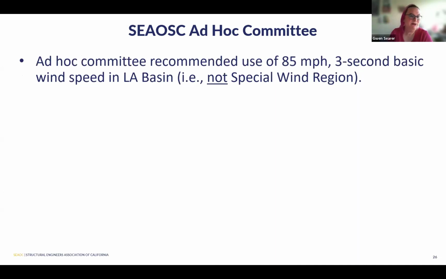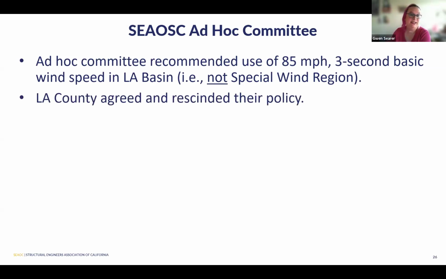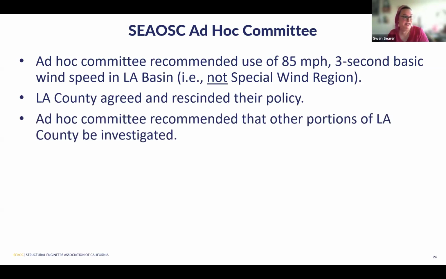So the ad hoc committee recommended going back to 85 miles per hour, so no special wind region. You could actually use the records we have to justify a lower wind speed, which would be even lower than ASCE requires outside of the special wind region. But we didn't recommend doing that, but we certainly recommended eliminating the special wind region in LA County, at least in the areas that were affected by this shift. And LA County agreed and rescinded their policy, which was fantastic.